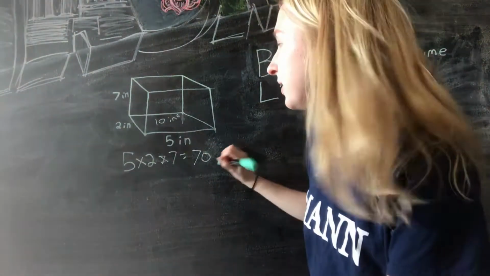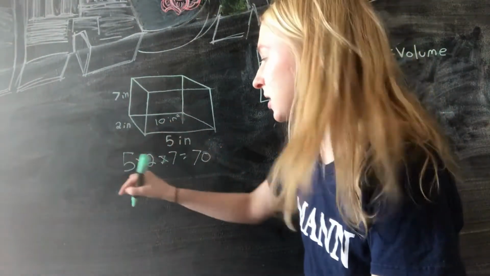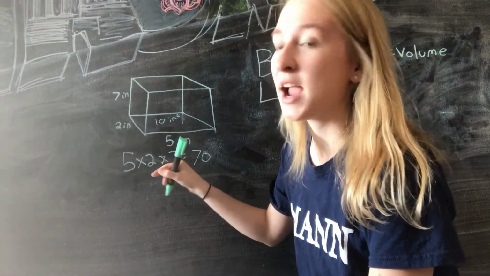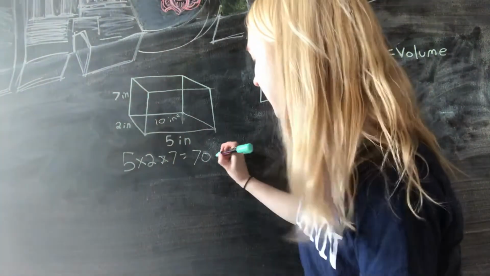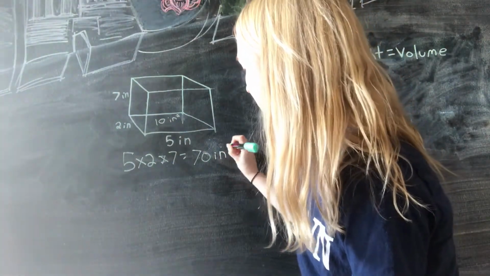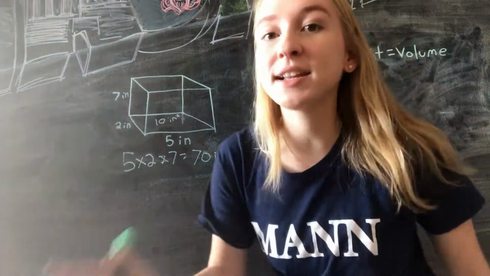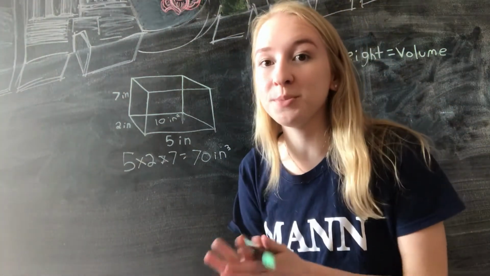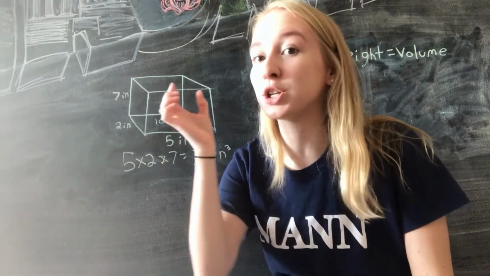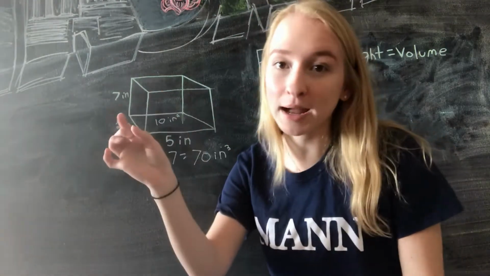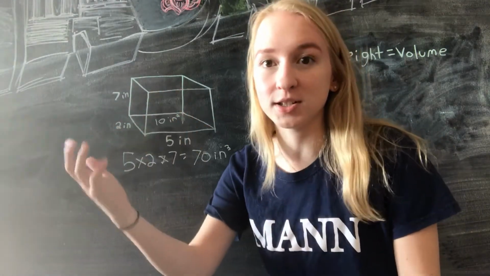And 10 times 7 will give us 70. And now our unit, instead of being inches squared, because we have 3 numbers, and this is a 3-dimensional shape, it's actually going to be inches cubed. Anytime that you're writing volume, it's whatever your unit is cubed, or to the 3rd power, because there's 3 dimensions.